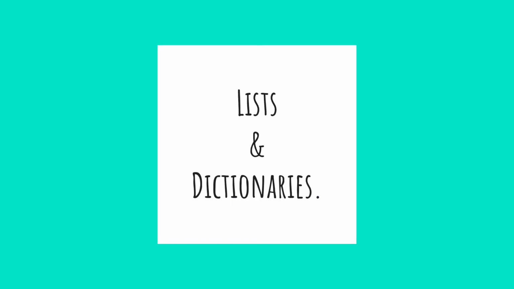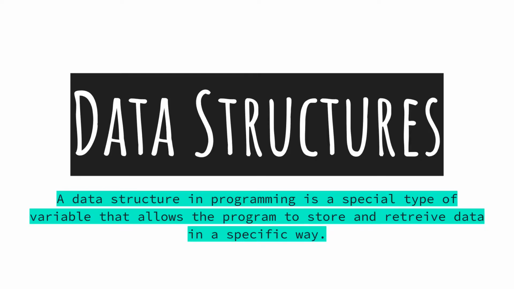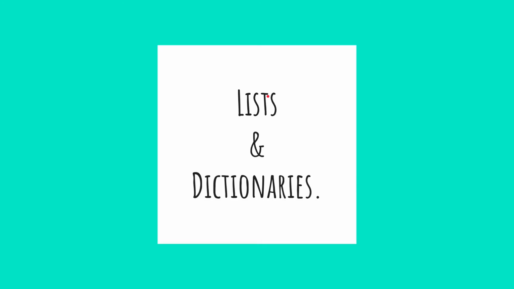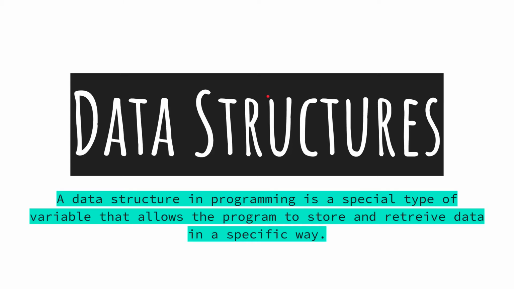So the next thing we're going to look at is lists and dictionaries. So what is a list and what is a dictionary? In programming we have something called data structures, and lists and dictionaries come under data structures. A data structure in programming is a special type of variable that allows the program to store and retrieve data in a specific way.